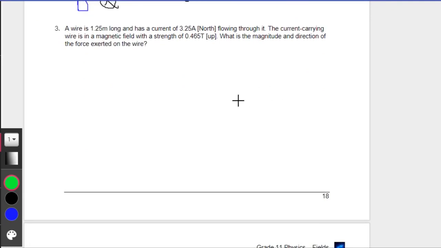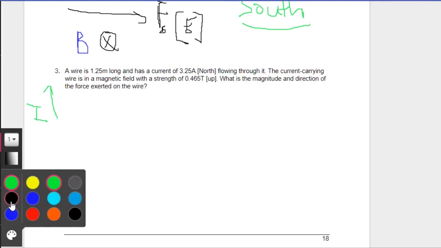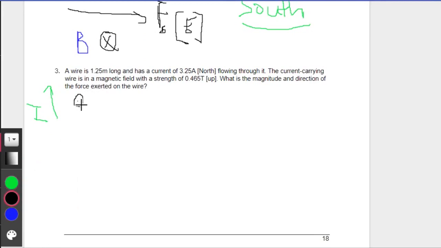Number 3, a wire is 1.25 meters long and has a current of 3.25 amps facing north flowing through it. So we can already draw our current facing north. The current carrying wire is in a magnetic field with a strength of 0.465 Teslas up. And so again, it's going to be a field that's up. So right off the bat here, we're being asked to find the magnitude and the direction of the force.